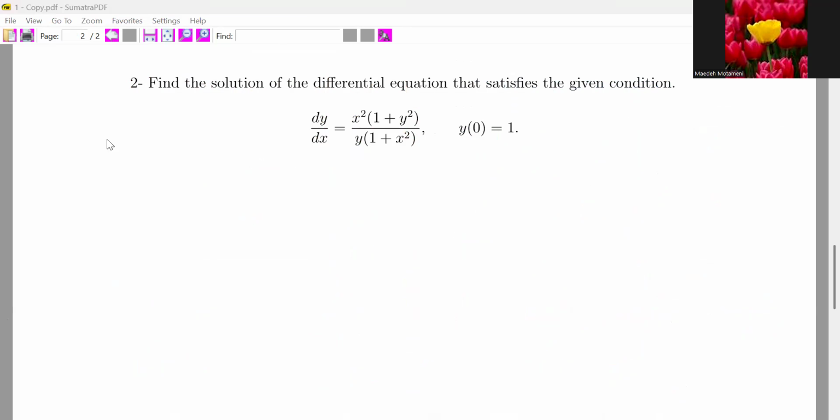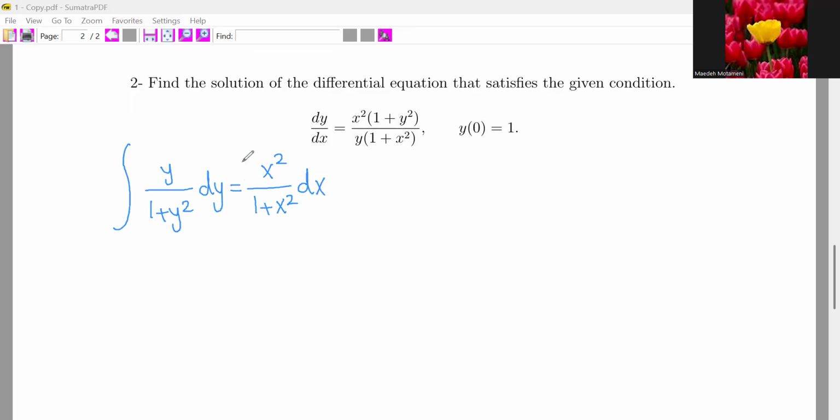Find the solution of this differential equation given that y of 0 is 1. In order to solve this one, we can see that this is a separable differential equation. So we can rewrite it as y over 1 plus y squared dy equals, no, sorry, x squared over 1 plus x squared dx.